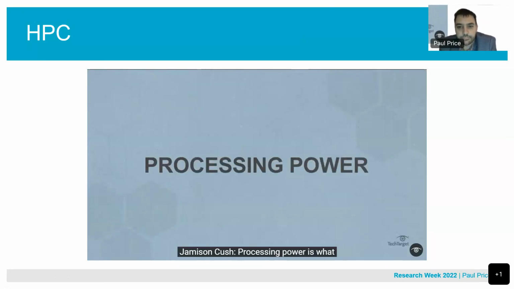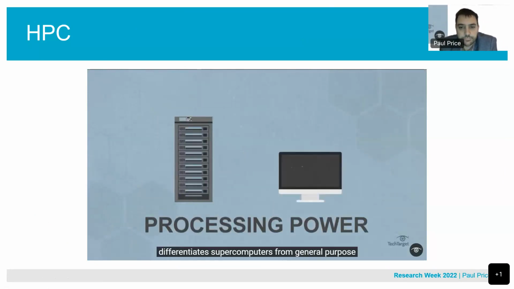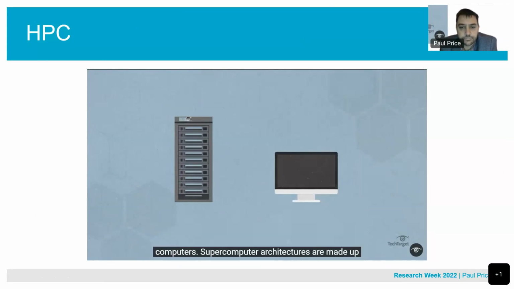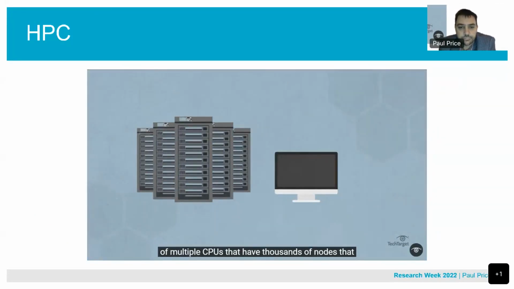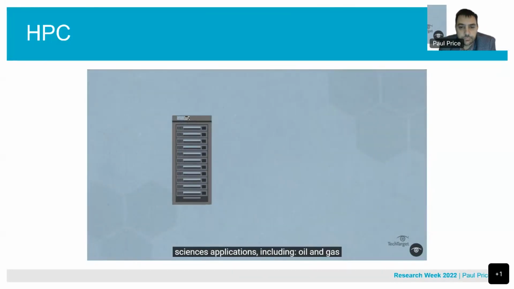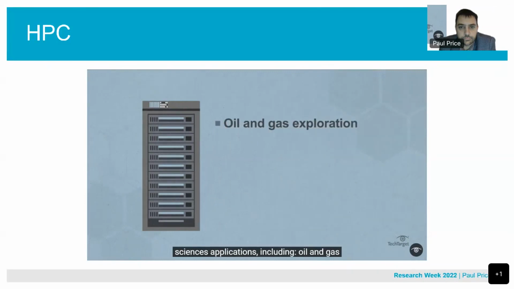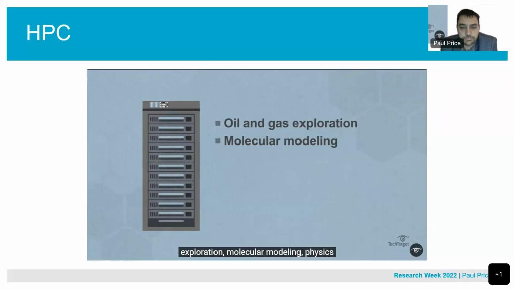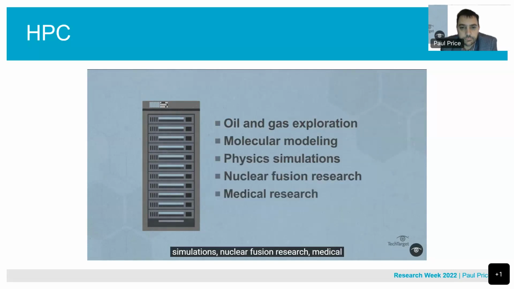Processing power is what differentiates supercomputers from general-purpose computers. Supercomputer architectures are made up of multiple CPUs that have thousands of nodes that use parallel processing to communicate with one another to solve problems. With this power, supercomputers can perform resource-intensive calculations that general-purpose computers can't handle, often for engineering and computational sciences applications, including oil and gas exploration, molecular modeling, physics simulations, nuclear fusion research, medical research, and cryptoanalysis, among others.